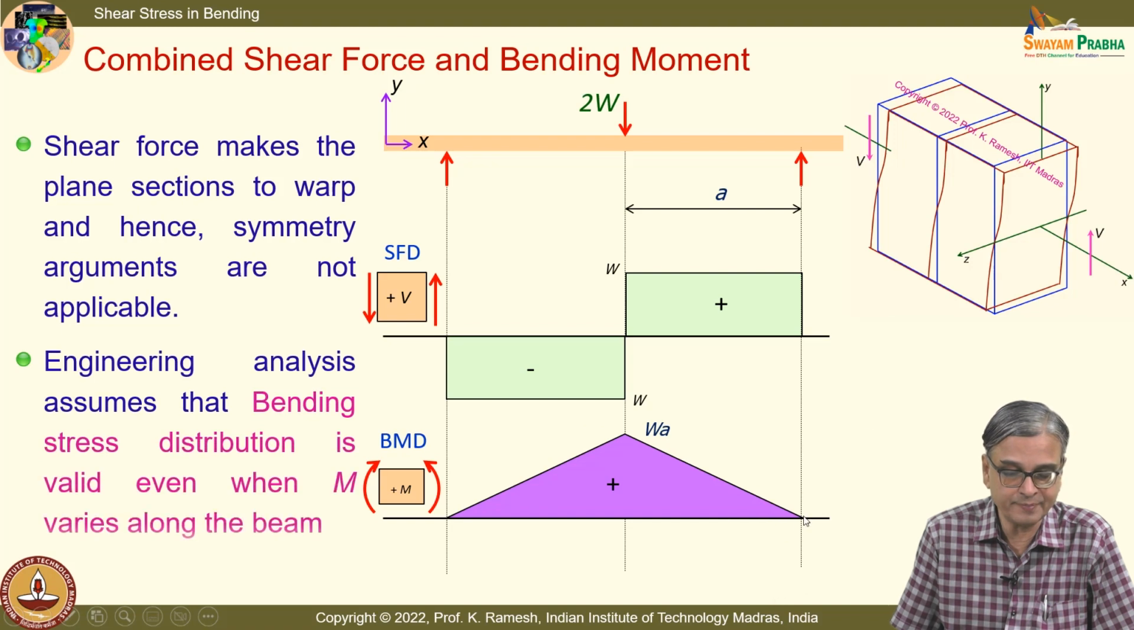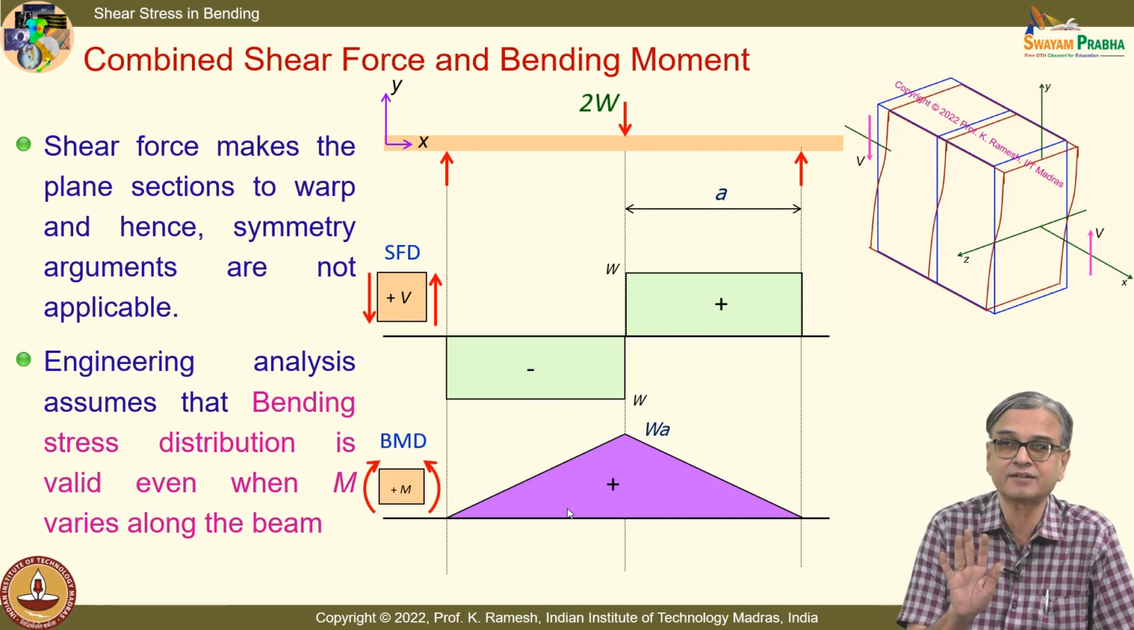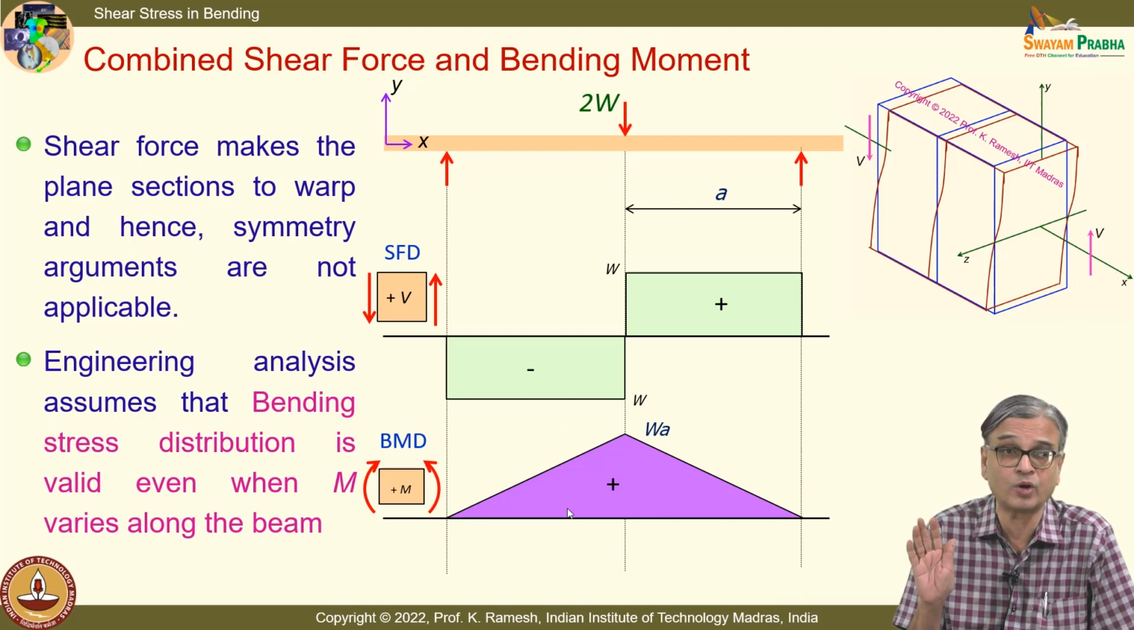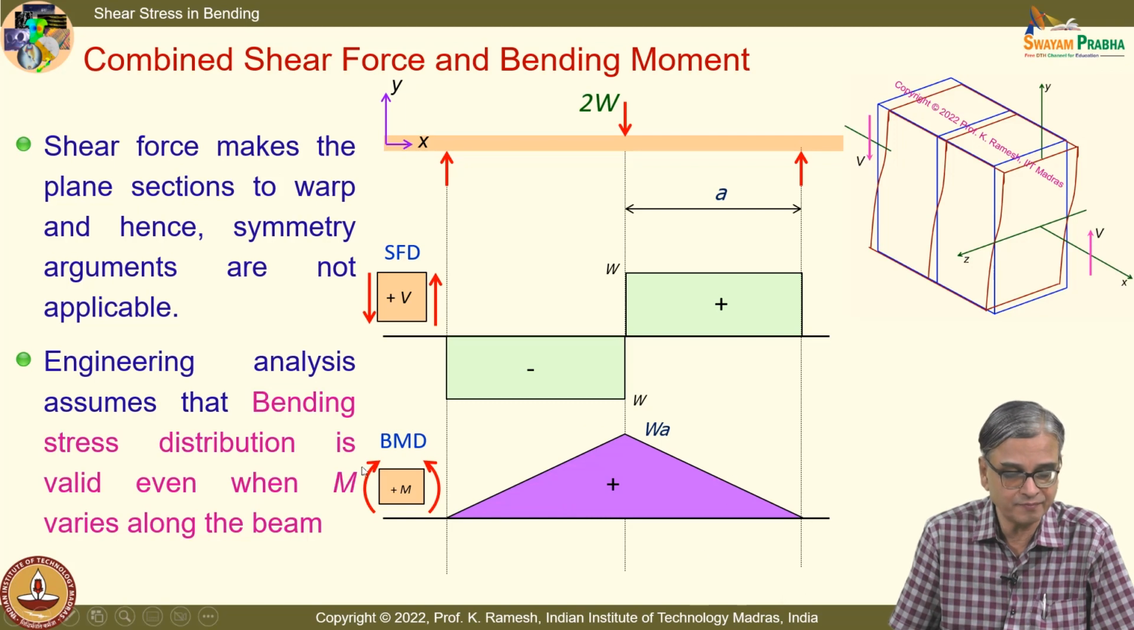And even though my bending moment varies along the length of the beam, in engineering analysis, you use the flexure formula, and in that you use the bending moment as what is seen at that particular length of the beam. That is the way that we would use the flexure formula developed primarily for a beam which transmits only bending moment, constant bending moment. So even when the bending moment varies, we invoke the same formula and substitute this bending moment.